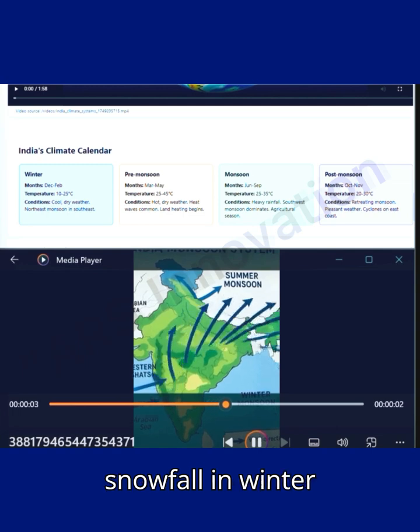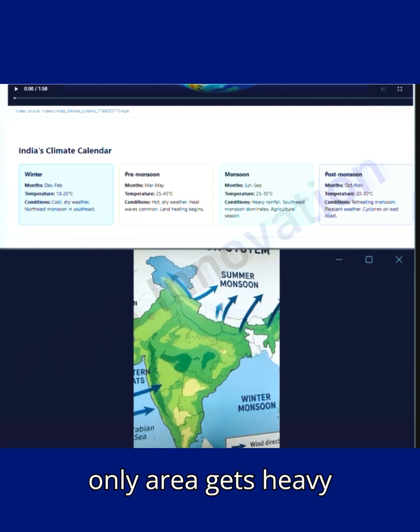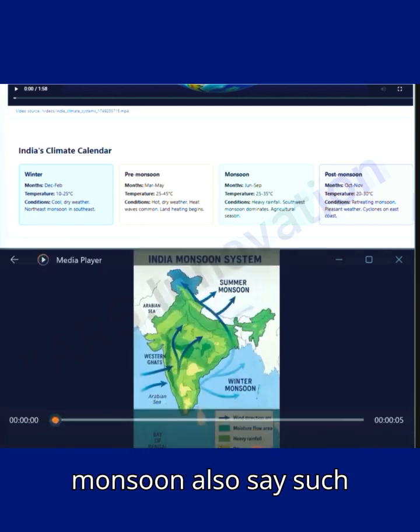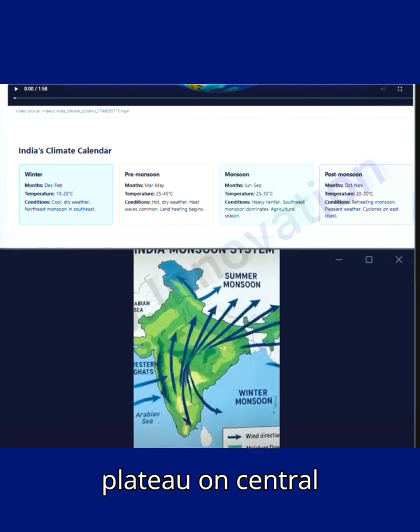Himalayan region will be presented here. In the Himalayan region, cold climate and heavy snowfall occur in winter, and rain shadow areas like Ladakh are dry only. Some areas get heavy monsoon also, such as the eastern Himalayas.